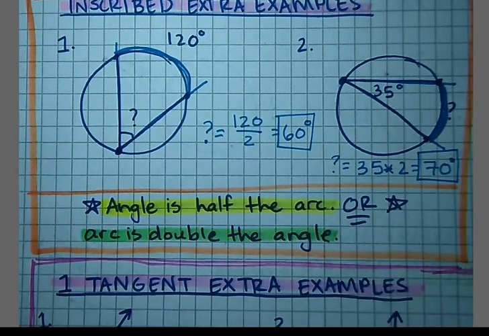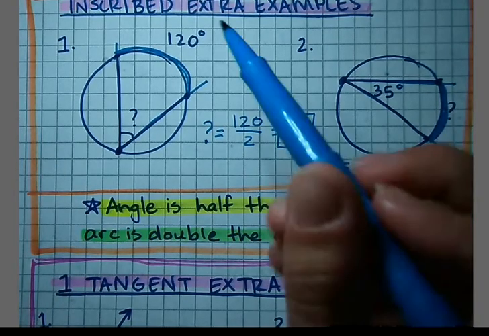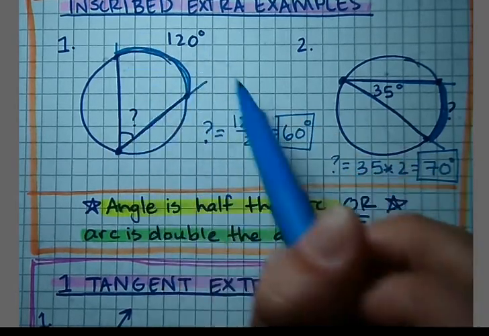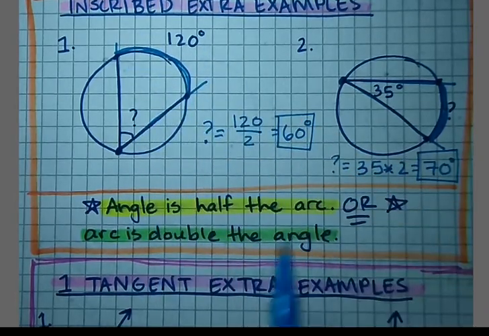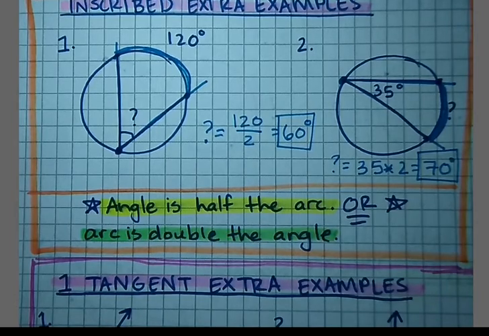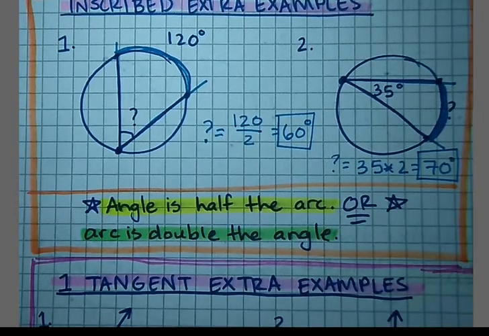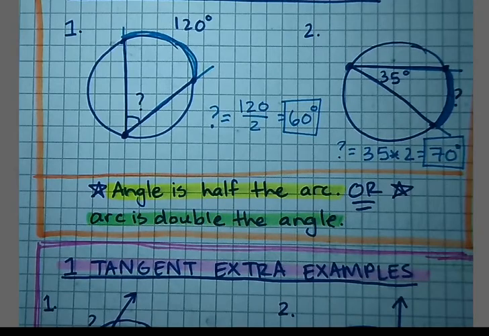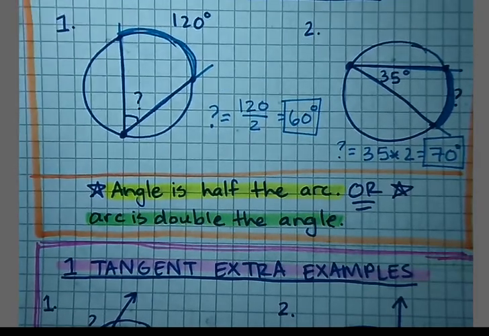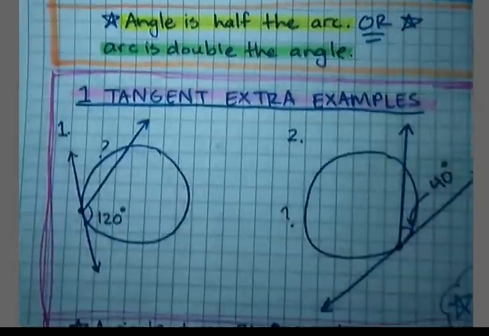Okay, so inscribed angles are pretty simple. If you see one that is touching the circle 3 times, then the relationship is the angle is half the arc, or the arc is double the angle. Okay, the next thing that we're going to do is with one tangent segment in here. So let's move on down to these.